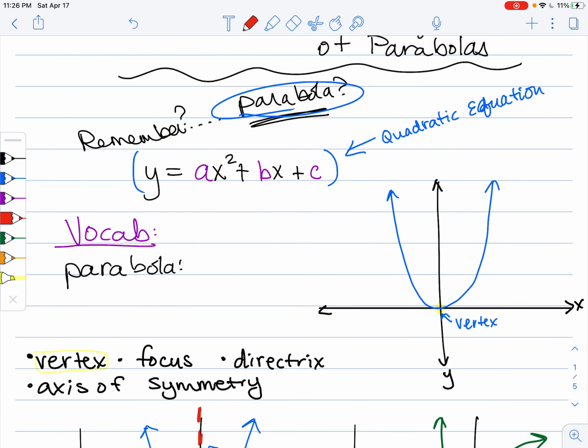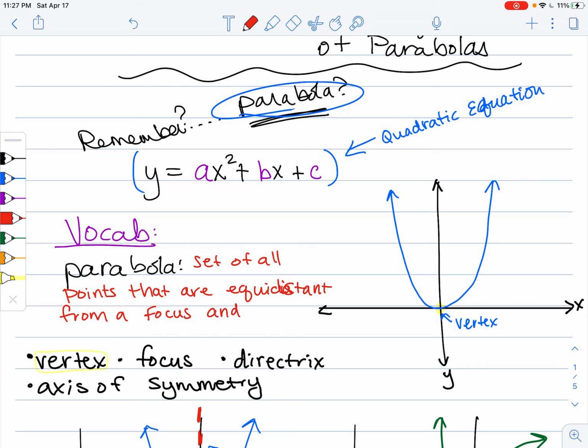And really, a parabola is a set of all points that are equidistant from a focus and a directrix. And you may be thinking, what in the world are you saying, Mrs. Eldreal? Here's what I'm talking about.